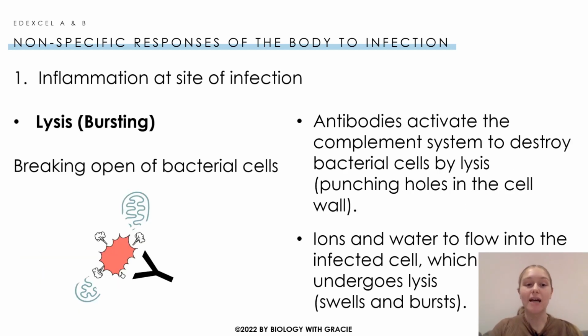Then we have lysis, which is also known as bursting, and this, as you can see from the image, is the breaking open of bacterial cells. So antibodies activate the complement system to destroy bacterial cells by lysis, which is punching holes in that cell wall, causing it to break open, that bursting, and then ions and water flow into the infected cells, which helps it to undergo lysis, so it swells and bursts.